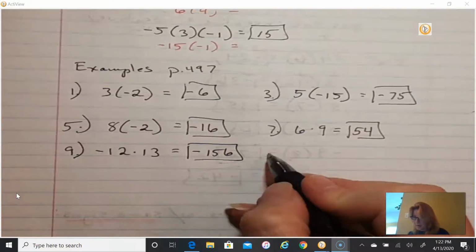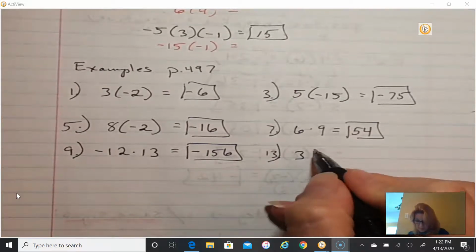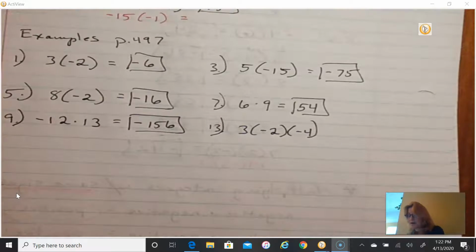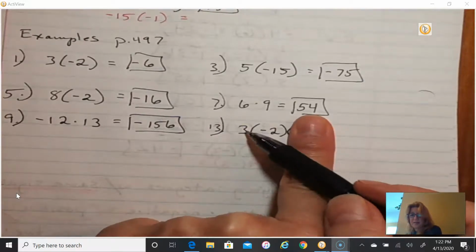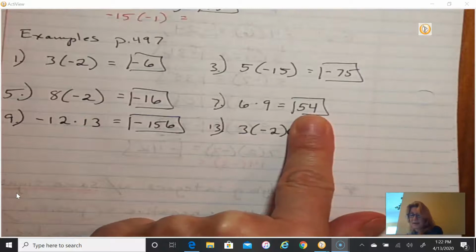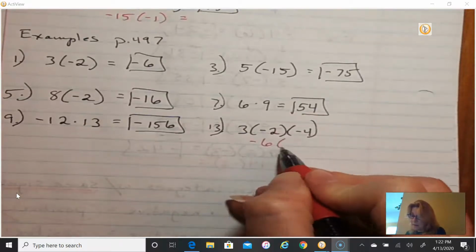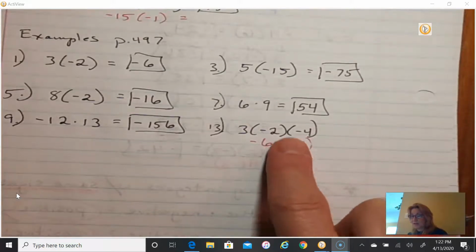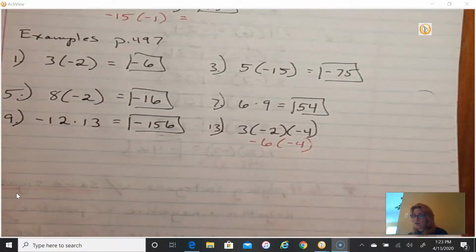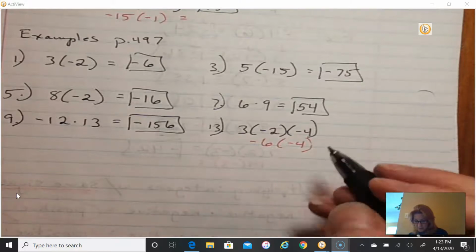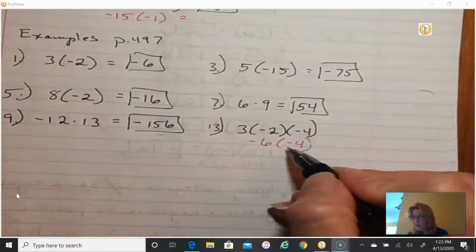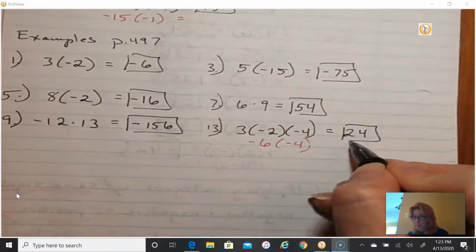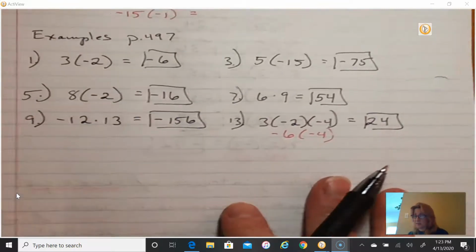Okay, let's look at 13. 3 times negative 2 times negative 4. Okay, we're going to work left to right. Do the first two together. Positive 3 times negative 2, that's going to be a negative 6. And then times negative 4. You're not subtracting 4, you're multiplying, because see how they're all right next to each other. So negative 6 times negative 4, negative times a negative is going to be a positive. So your answer is positive 24. Negative times a negative is positive.